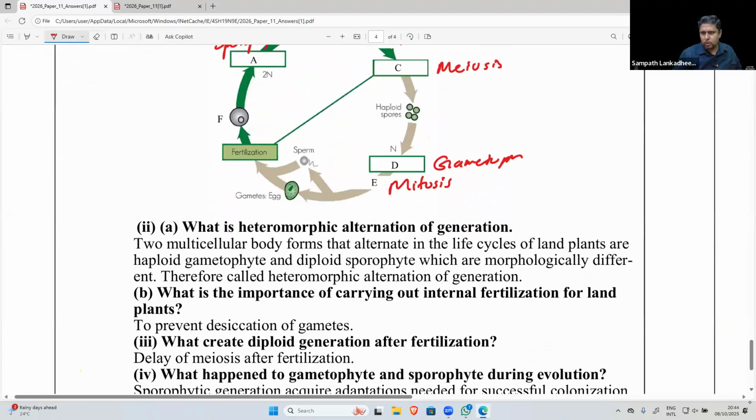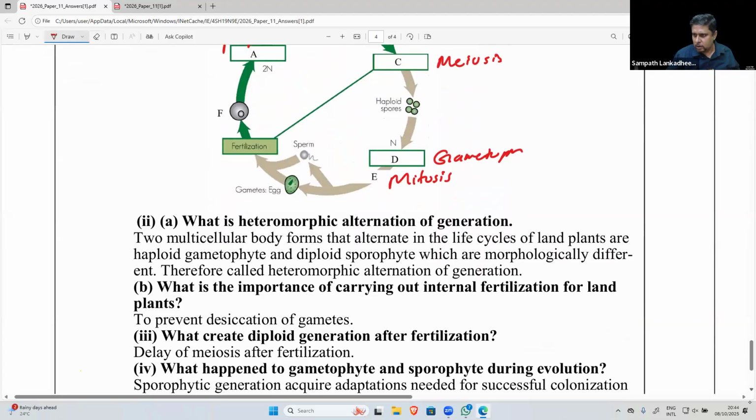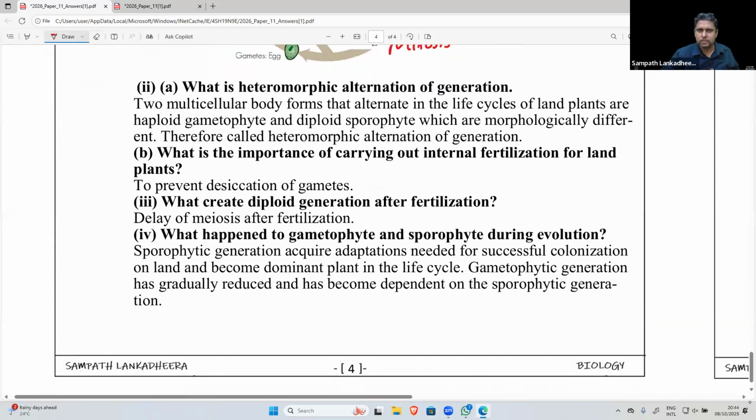What is heteromorphic alternation of generation? Two multicellular body forms that alternate in the life cycle of land plants are the haploid gametophyte and the diploid sporophyte, which are morphologically different. Therefore, it is called heteromorphic alternation of generation.